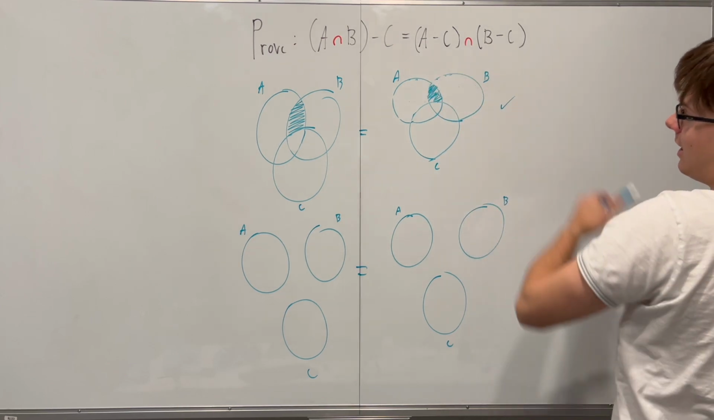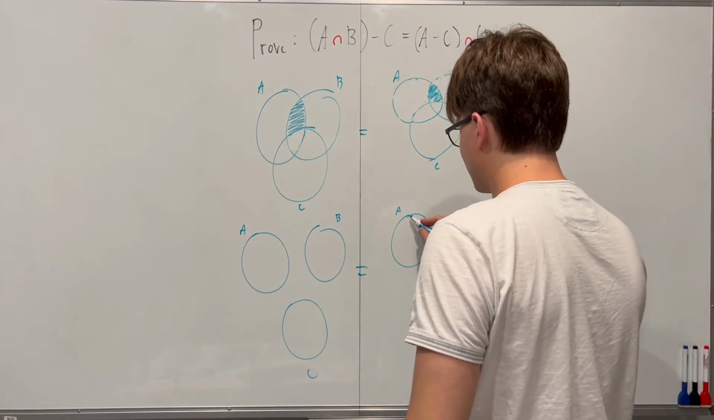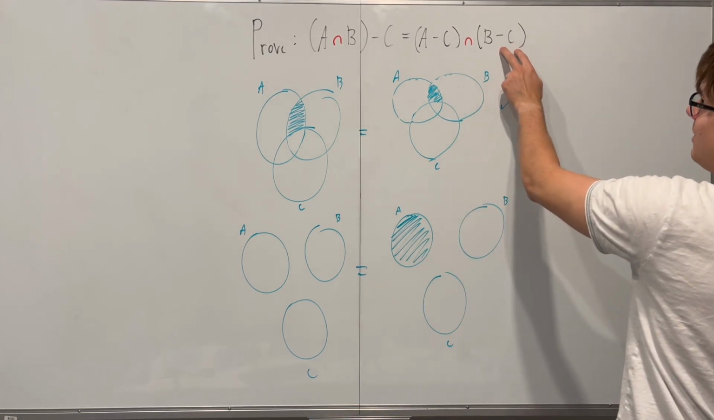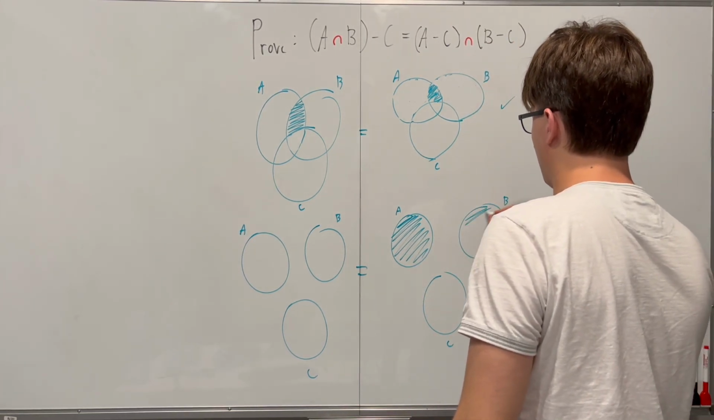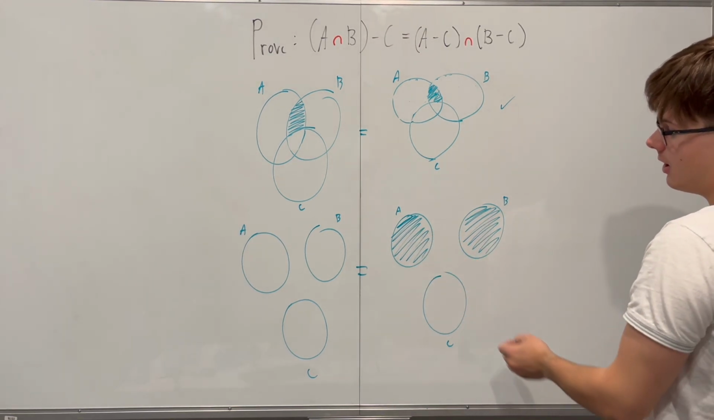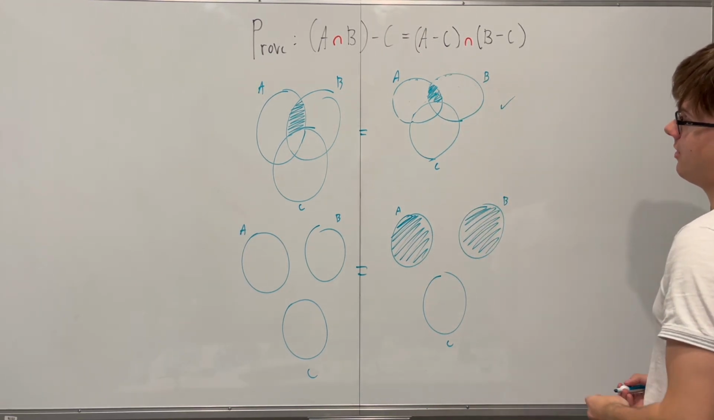Well, let's look. A minus C is going to be everything in A that's not in C, which is just in this case going to be all of A. And similarly, B minus C is going to be all of B that's not in C, which is also going to be all of B. Since neither A shares anything with C and neither B shares anything with C.